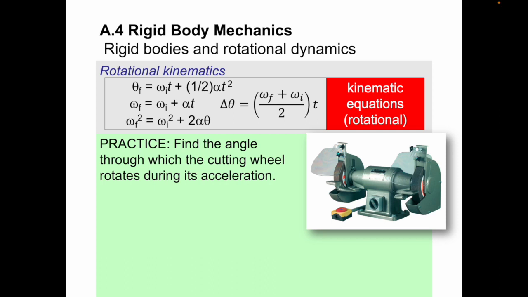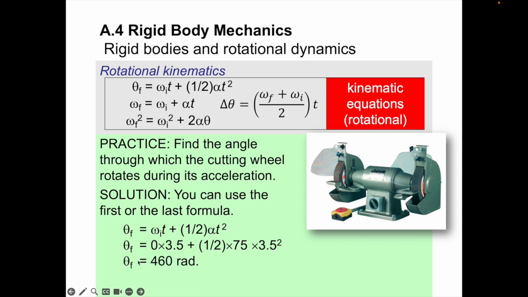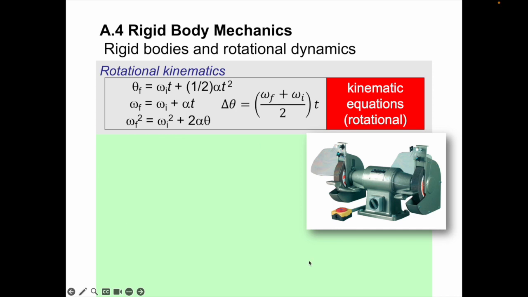Let's do another one. Find the angle through which the cutting wheel rotates during its acceleration. The angle through which the cutting wheel rotates is going to be in radians, and we can actually change this to degrees. We can use the first or the last formula here. With the first one, we can plug in our initial speed, our time, one half of the acceleration that we just found, and our time to find that final angle of 460 radians. So this is exactly like SUVAT.